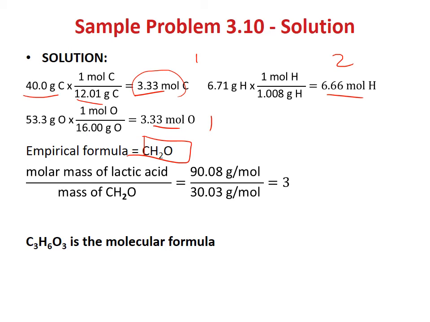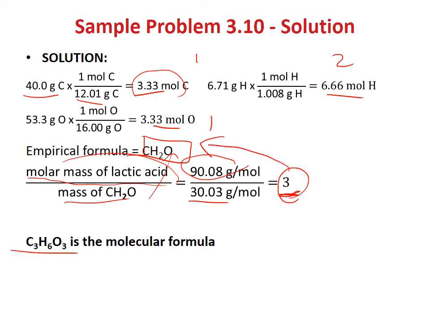And to calculate the whole number, we use the molar mass of this molecule, which is 90.08, divided by the mass of the empirical formula, 30.03, and that gives you 3. And then use 3 times the empirical formula, which gives you the molecular formula: carbon 3, hydrogen 6, oxygen 3.